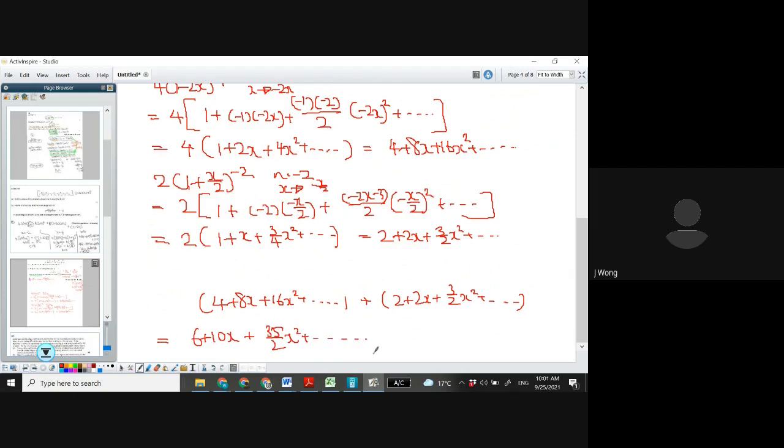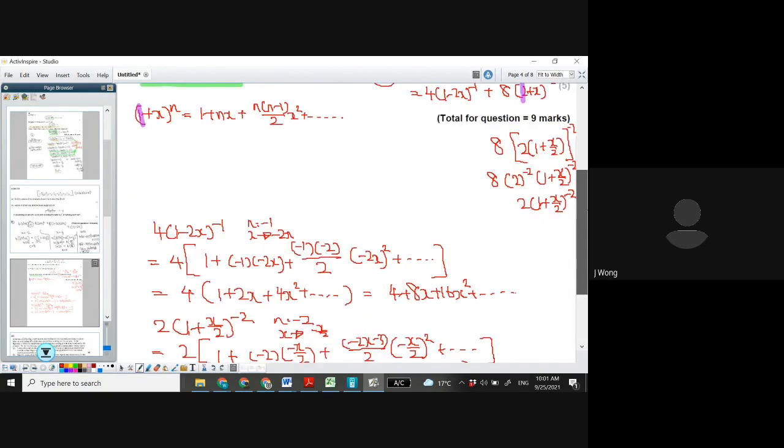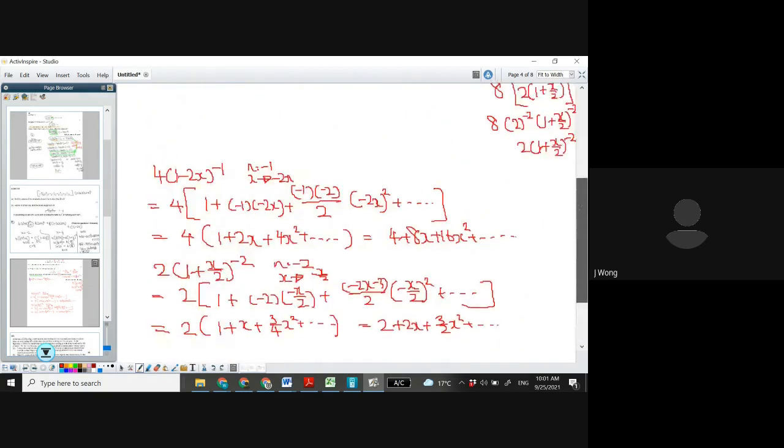Okay, so that will be question 2 for you. That will be a good revision for chapter 1. Break it down into partial fractions and negative binomial.